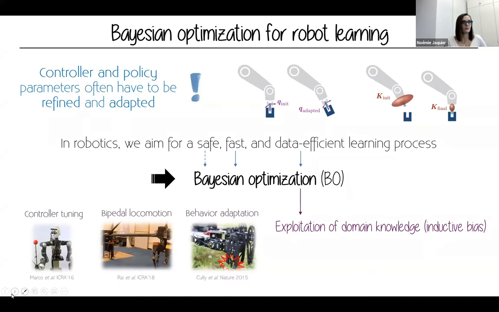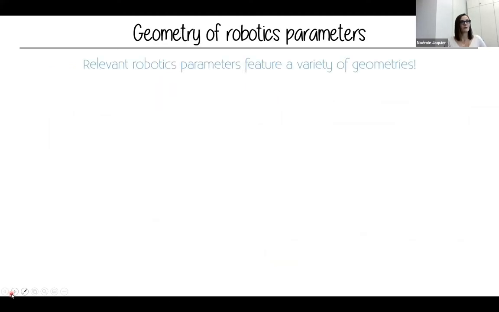One thing that was actually overlooked in all those different works is that they never considered the geometry of the search space. The reason I'm telling you about geometry here is simply that we have a lot of relevant robotic parameters that have different geometries, which are very important and can be exploited further in the BO.